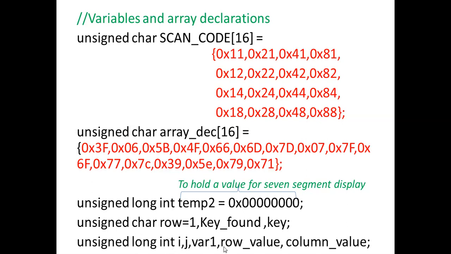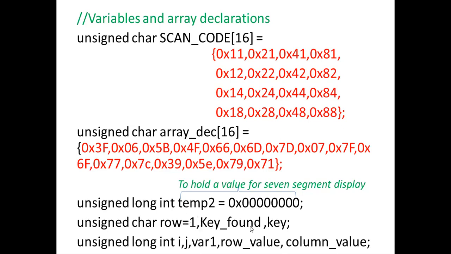This variable row is used to check which row is supposed to be scanned. When initialized with 1, the first row is going to be scanned, and after scanning the first row, the row is supposed to be incremented. It becomes 2, 3, and 4, and we have to check the loop so that the row value stays within 1 to 4 only. In each iteration the row value will be incremented by 1, limited to a maximum value of 4, which indicates which row among the 4 is going to be scanned.